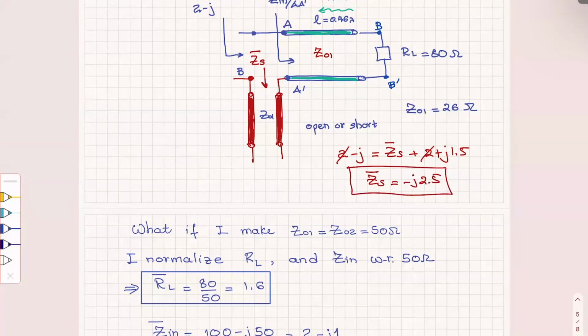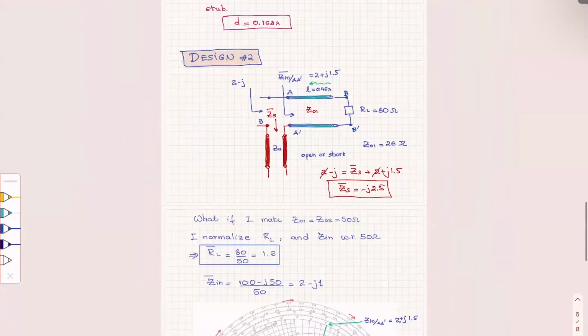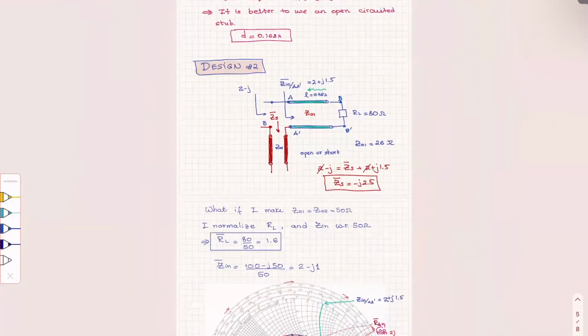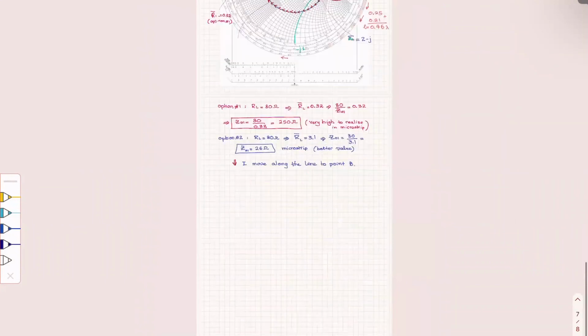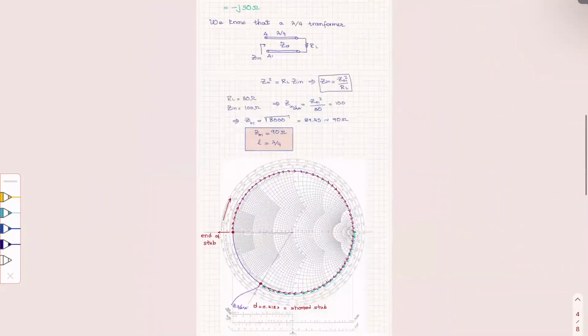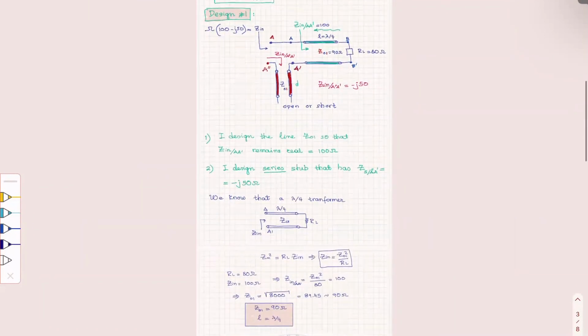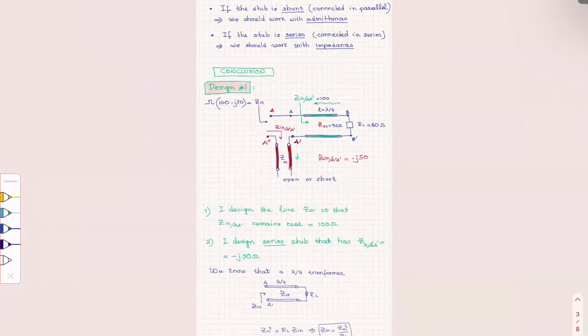So more or less, I drew this to show that there is another way of doing it. There are multiple designs you can do in this problem because of the way I have given it. But the first design was the simplest, and it allowed me to do that because R sub L was a real number.